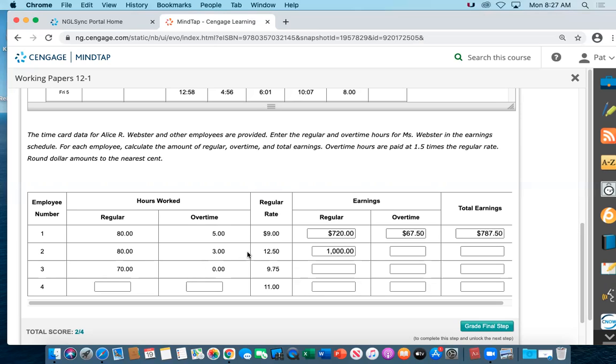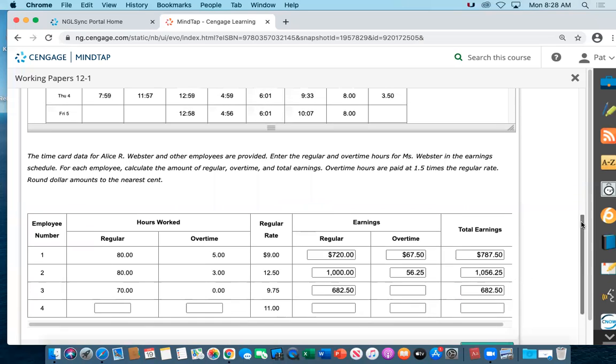They get 3 overtime hours, so we got to take $12.50 times 1.5, and you get $18.75 times 3, and you have 56.25. So 1,056.25. The next one doesn't have any overtime, so it's just 70 hours times 9.75. 682.50. I don't know if we have to put a 0 here or not. It won't let me, so okay. 682.50.